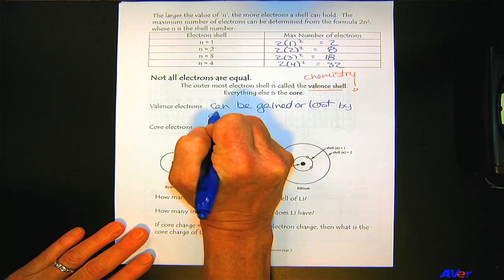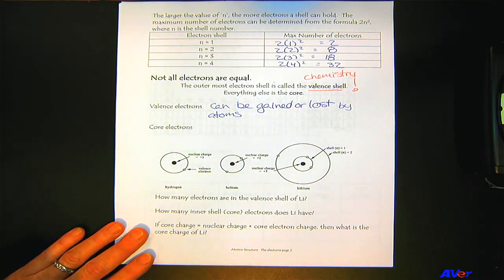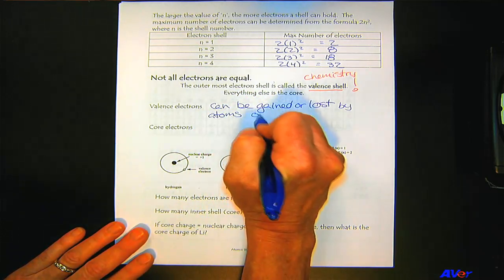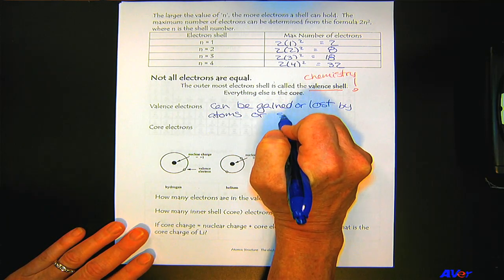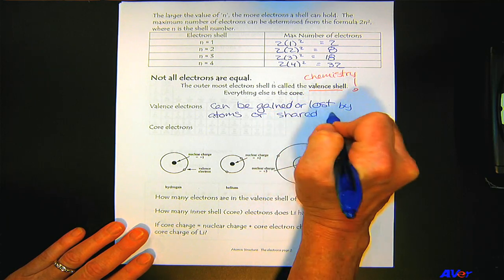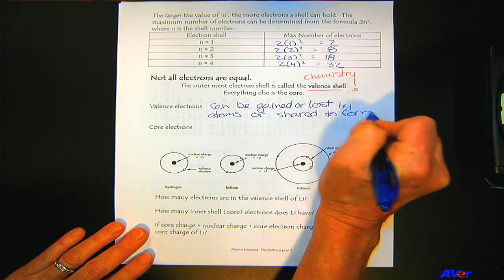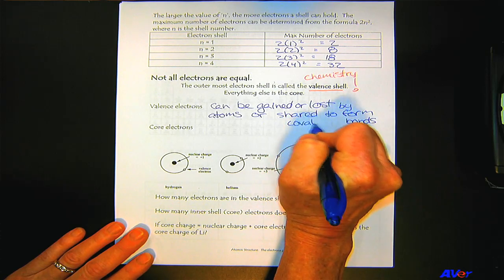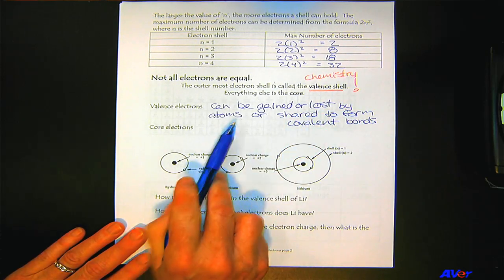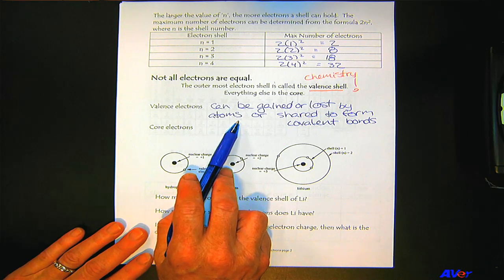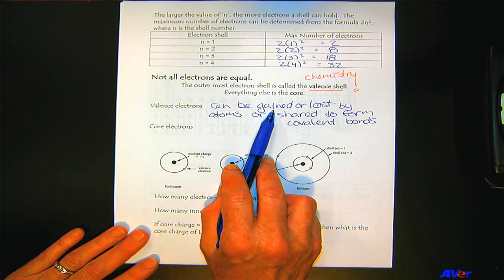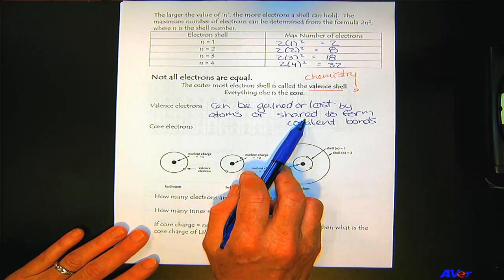by atoms. So when we gain or lose, that's going to be ionic compounds. Or those valence electrons can be shared to form bonds. We'll put covalent there. Okay, and we'll talk more about this down the road. The first thing we have to do is understand what's going on with the electrons, and then we can learn more about how they're gained, lost, or shared.